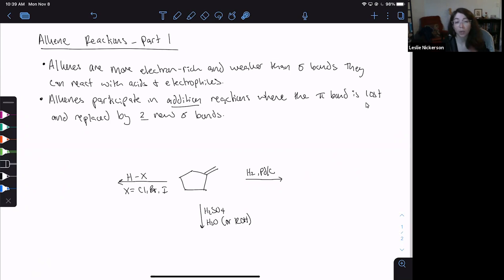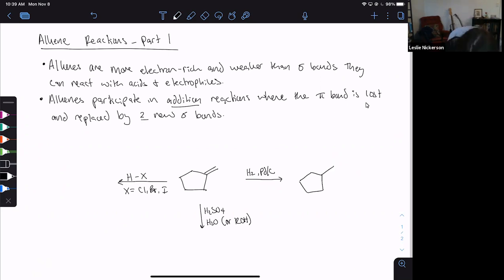And this is going to be adding something to your structure. So we're not taking anything away. We're not replacing anything. All we're doing is adding two new sigma bonds to the structure. So I'm going to start with the one on the right. So this is hydrogen and palladium on carbon. The hydrogen here is what we're actually going to be adding to our structure. And all it really is, is taking an alkene to an alkane.